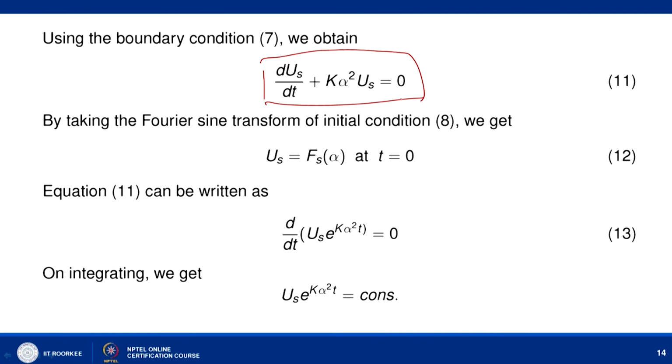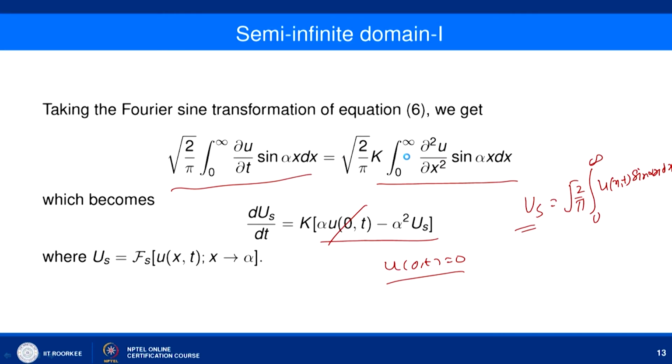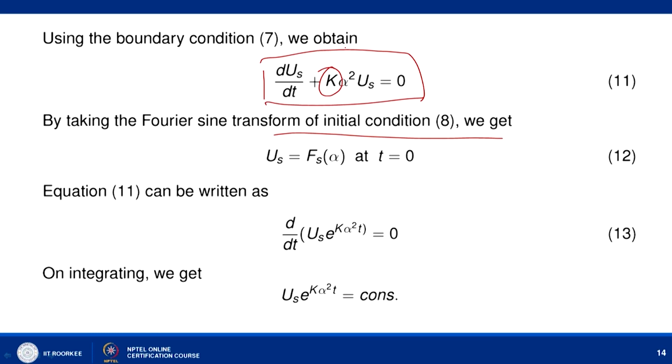Now we can find out this k by using the initial condition, that is us equal to fs(alpha) at t equal to 0. Here our equation is dus/dt equal to k times this quantity. This boundary condition is already given as u(0,t) equal to 0. So using the boundary condition we obtain dus/dt plus k alpha square us equal to 0, and we are also given an initial condition.